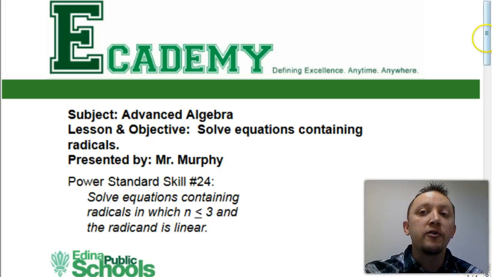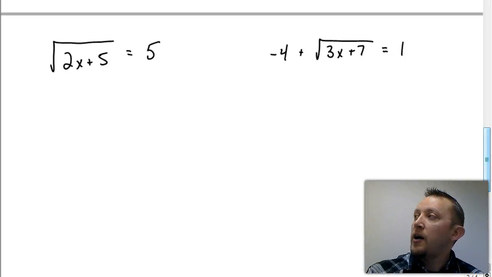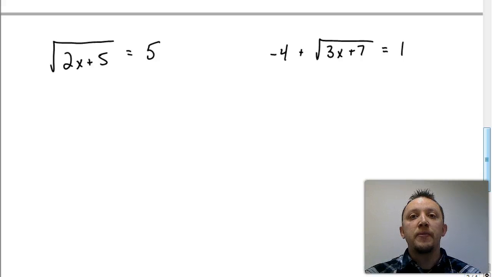Well, let's first look at some examples so you can see what our goal is here. Our goal is to eventually be able to solve this type of equation. And if you notice, we've talked in previous videos and skills about the radical sign. So we have equations involving radicals here. And again, the Power Standard refers to this term radicand being linear.